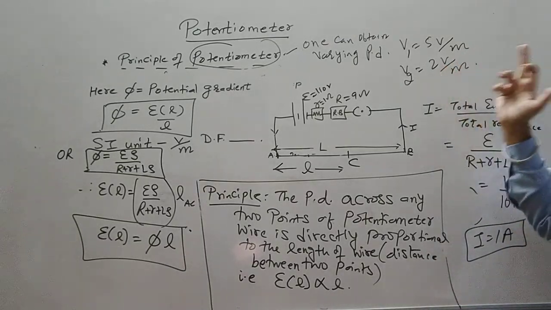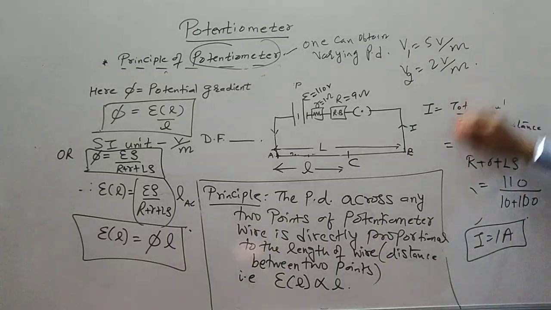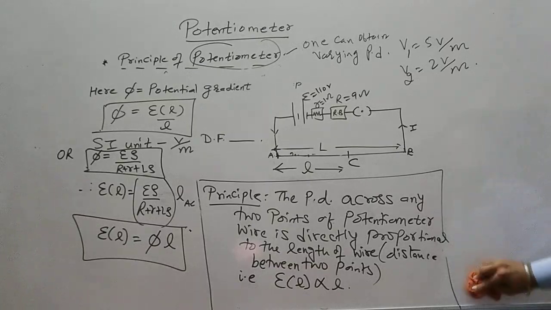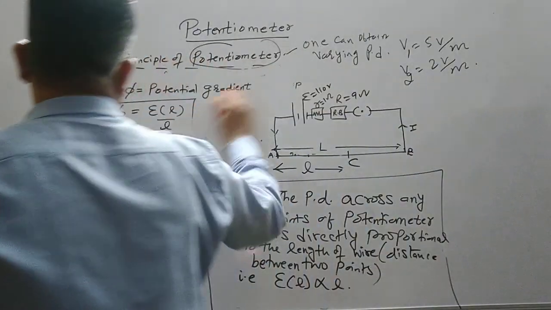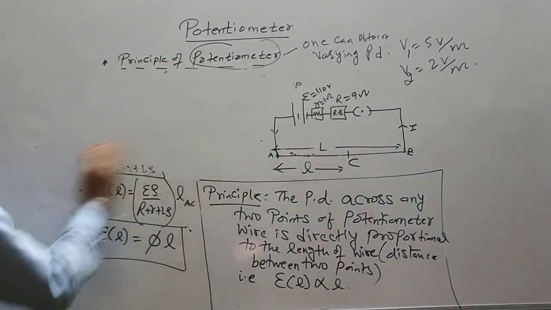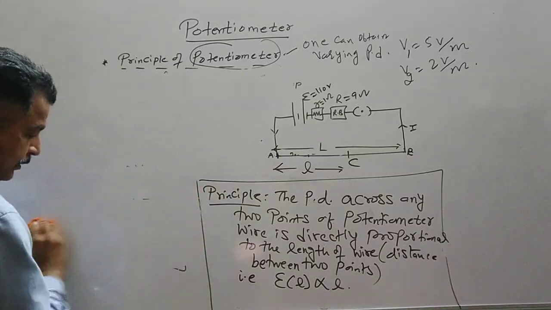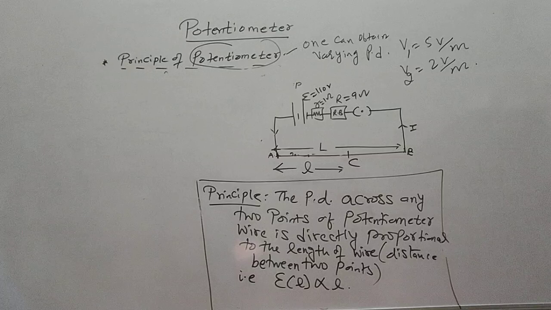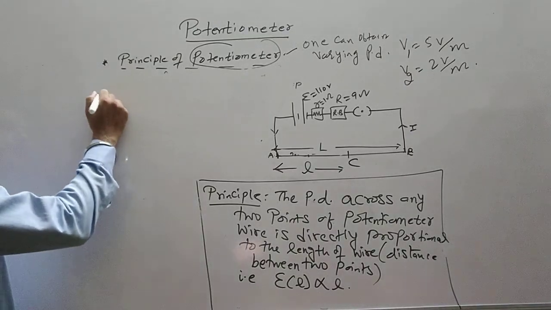Smaller is the potential gradient, more sensitive the potentiometer is. So sensitivity of the potentiometer depends on the potential gradient. Smaller is the gradient, greater is the sensitivity.